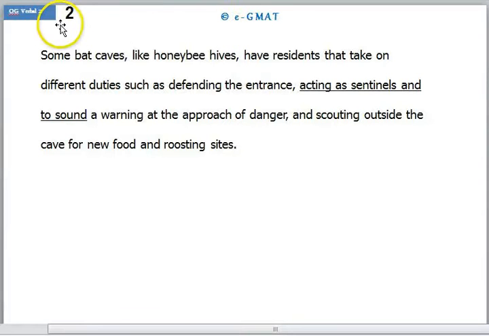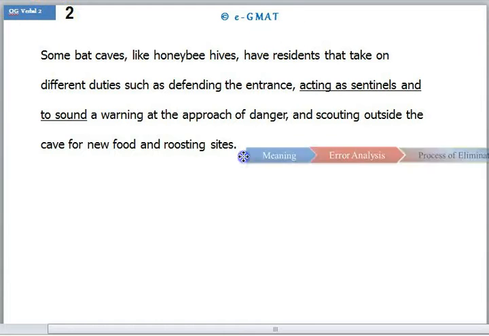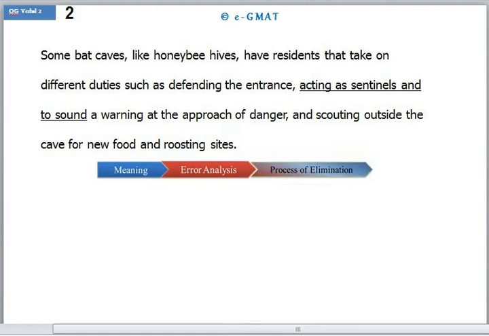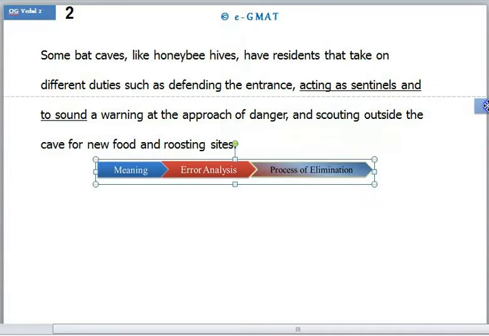We will solve question number 2 of OG Verbal 2nd edition by using the e-GMAT 3-step process. In the first step, we will understand the meaning of the sentence. In the second, we will evaluate the errors in the sentence. And finally, we will review all the answer choices to get to the correct answer.